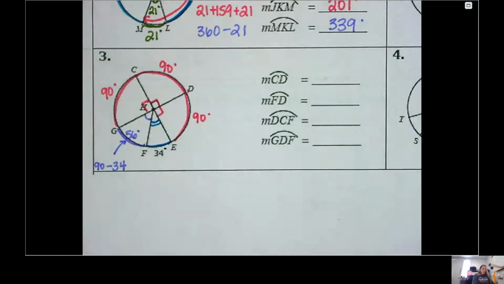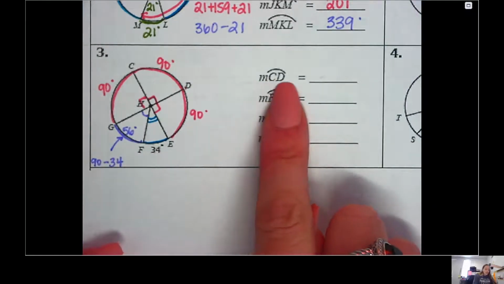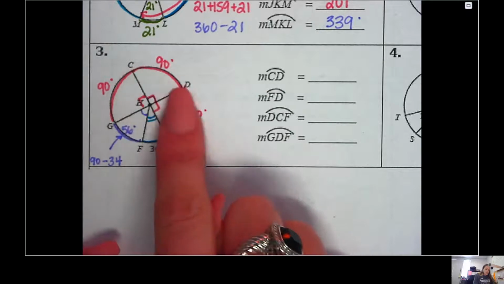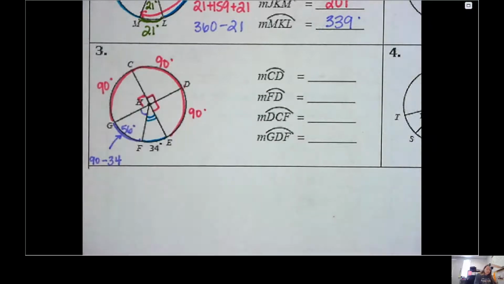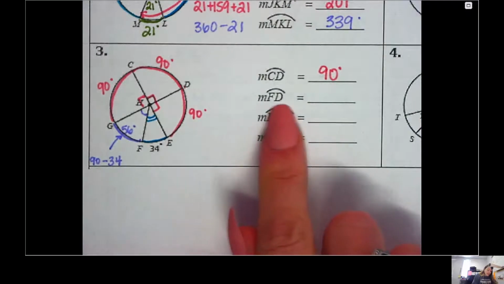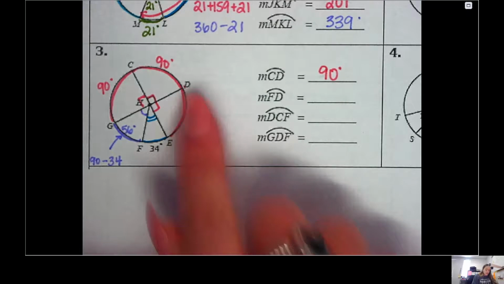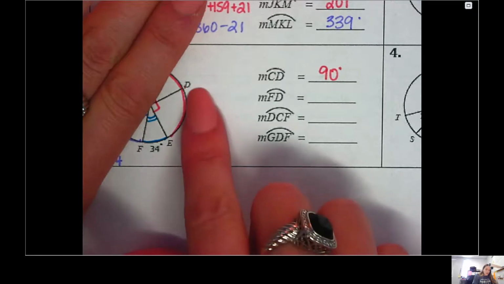So now we can go in and answer these questions. The measure of arc CD, C to D, is 90 degrees. The measure of arc FD, so from F to D, ignore this piece, F to D means the 34 plus the 90.